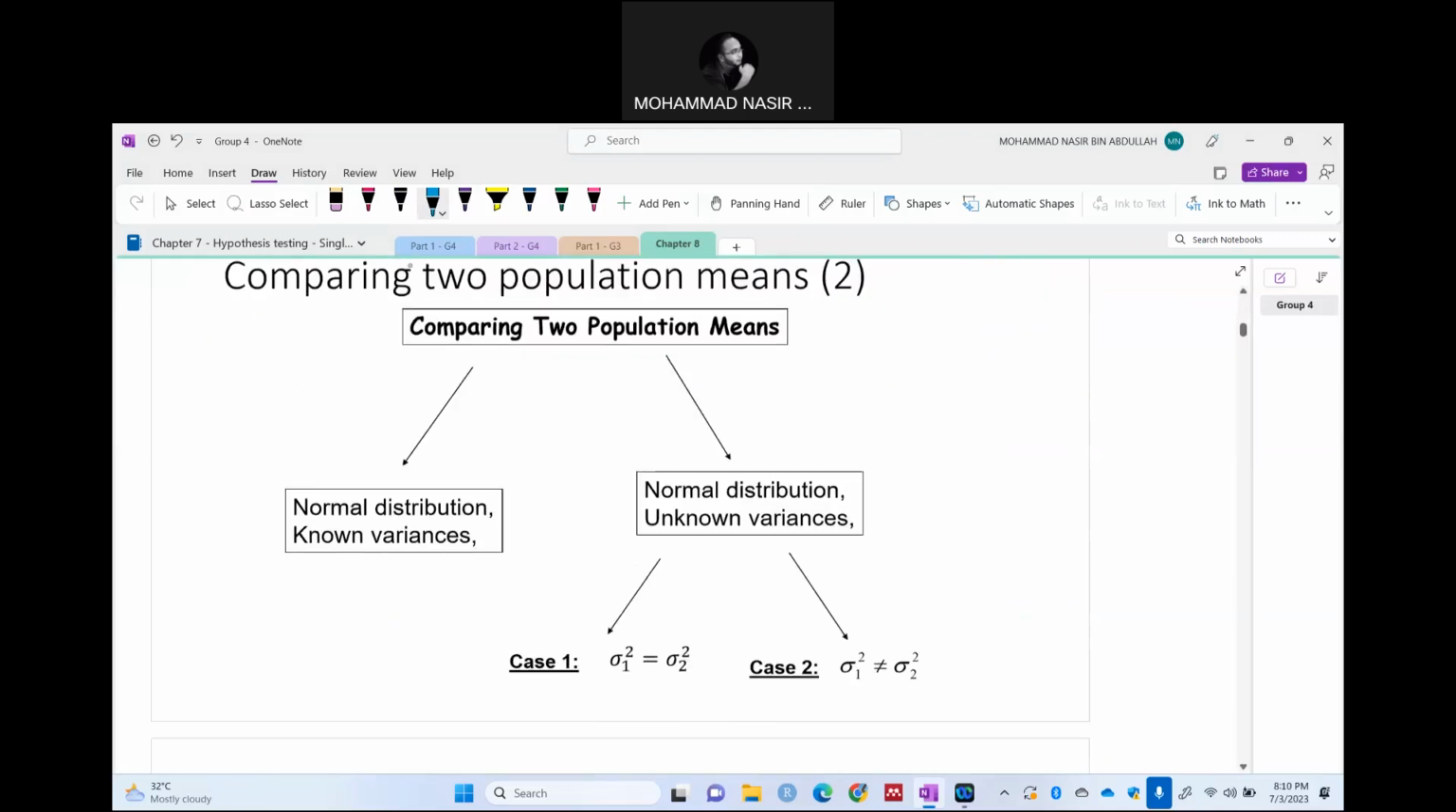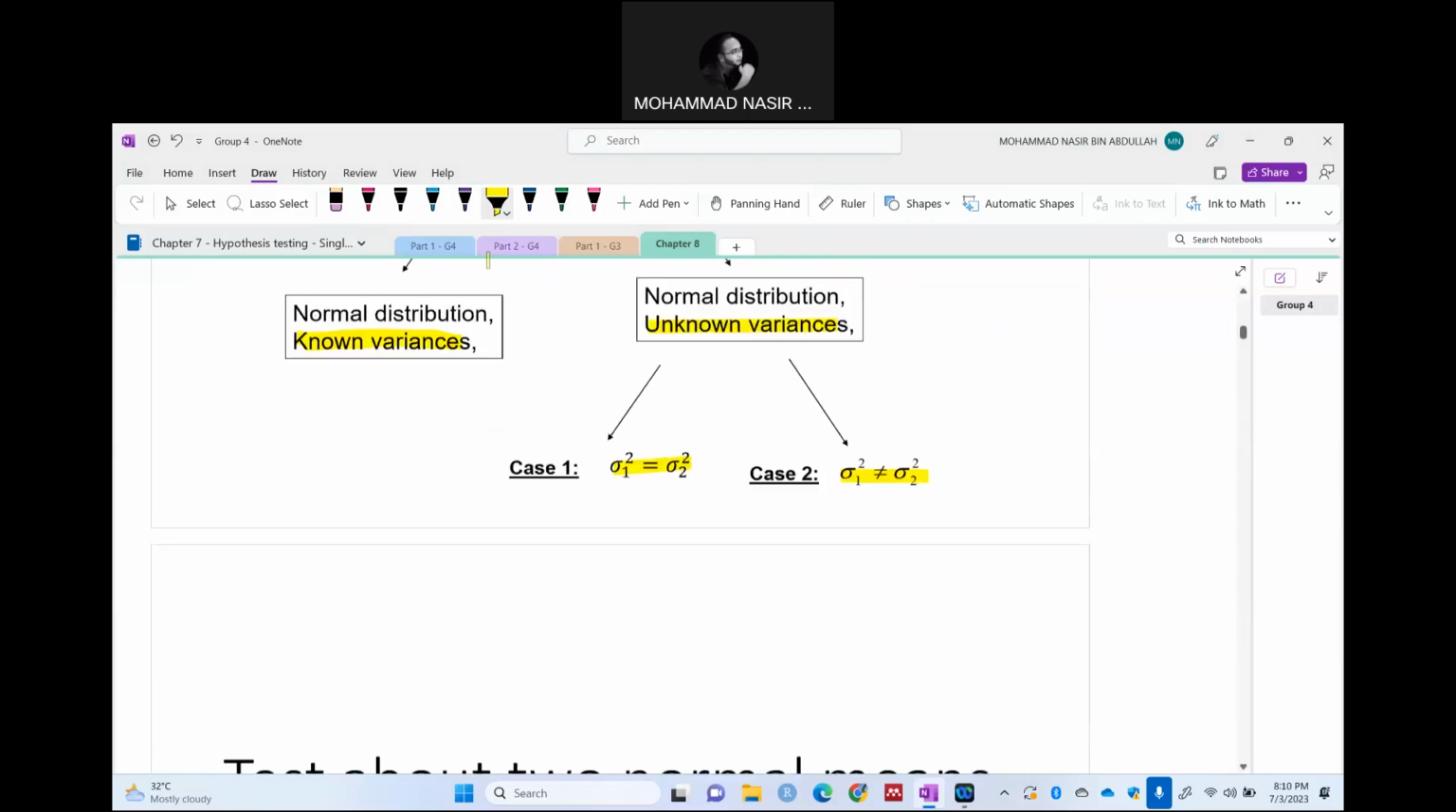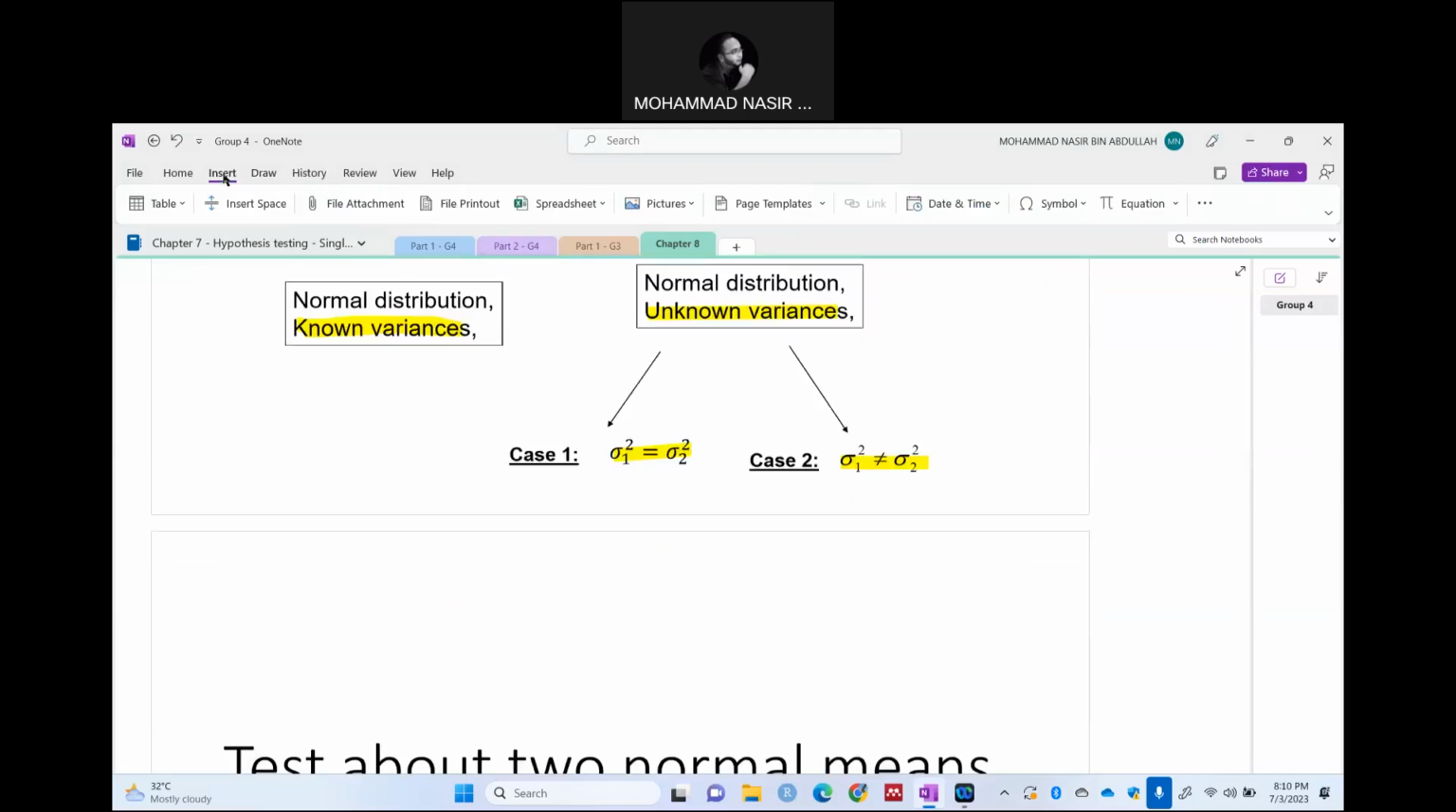Right? So comparing two population means, we're going to look into the normal distribution case, right? So the first condition, population variance is known. Another condition is population variance is unknown. If the population variance is unknown, it means that we're going to look into two extra cases, where case number 1 is we assume that the population variances are equal. Another one is population variances are unequal, right?